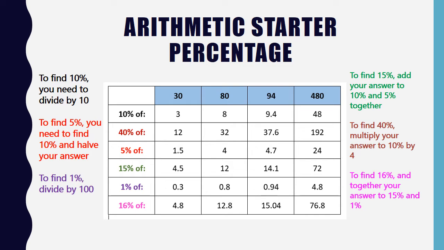And to find 16%, well, we've already found 15 and 1%, and we know 15 plus 1 makes 16. So to find 16%, we can do 4.5 plus the 0.3 to get 4.8.